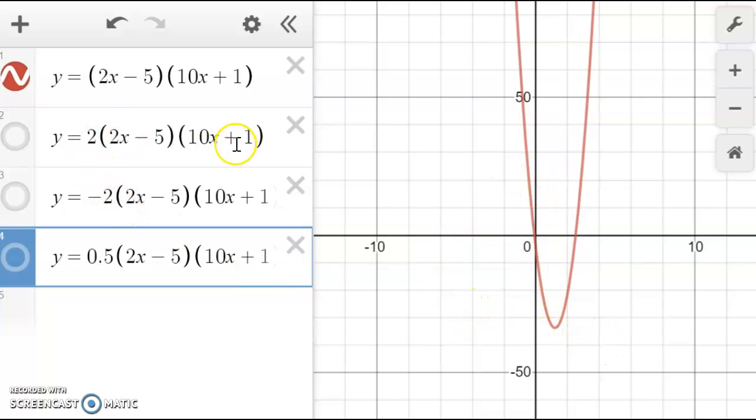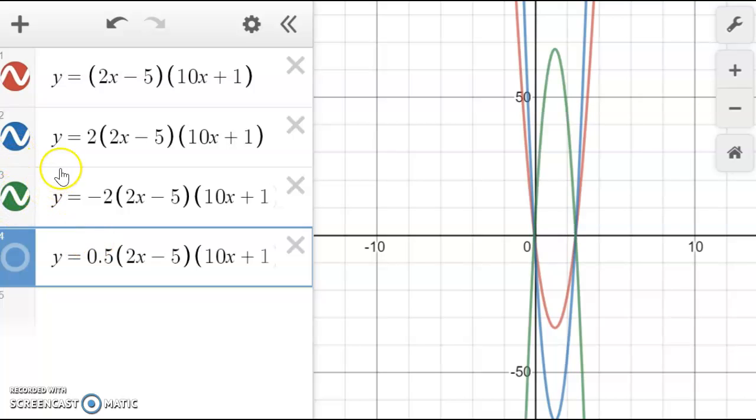Now, what if everything else is the same, but there is this multiplier of 2? What would that look like? Look at what happened to the original equation. The x-intercepts stayed the same. However, the parabola got stretched. It's almost as if you pulled from the top end and the bottom end and stretched apart, and it became more skinny.